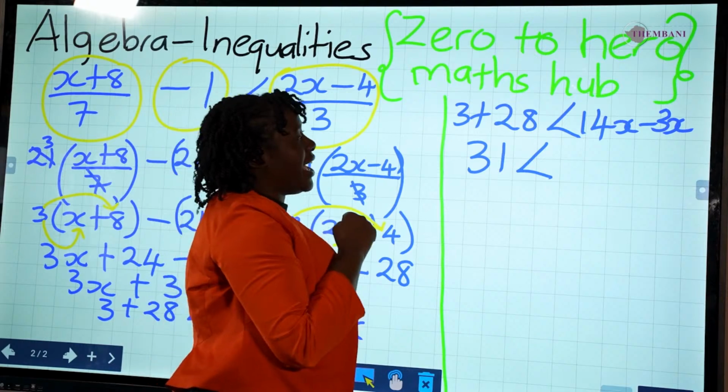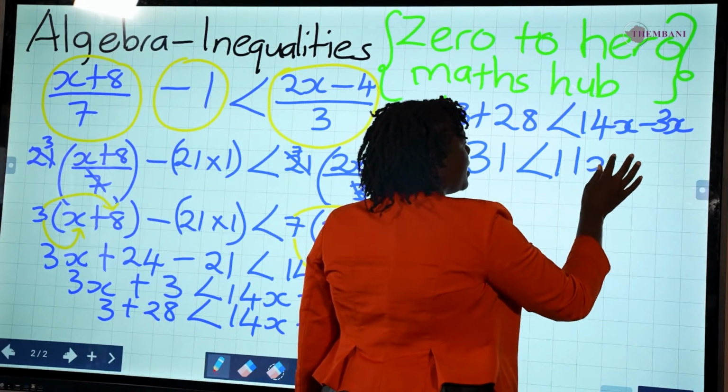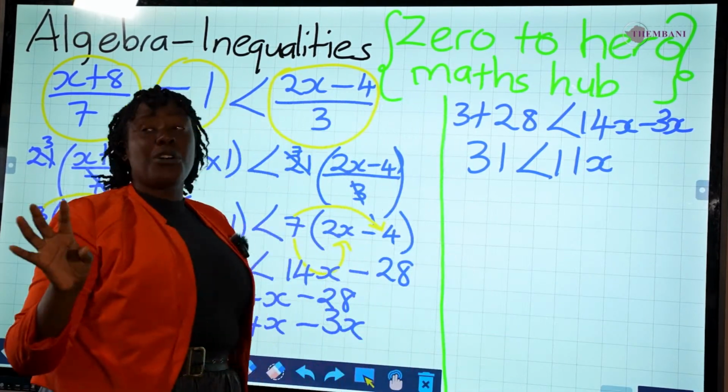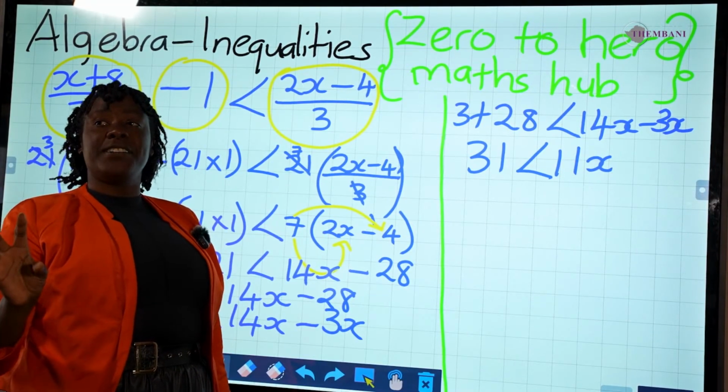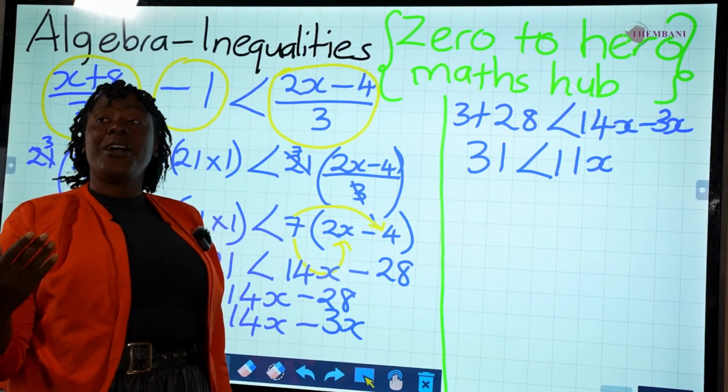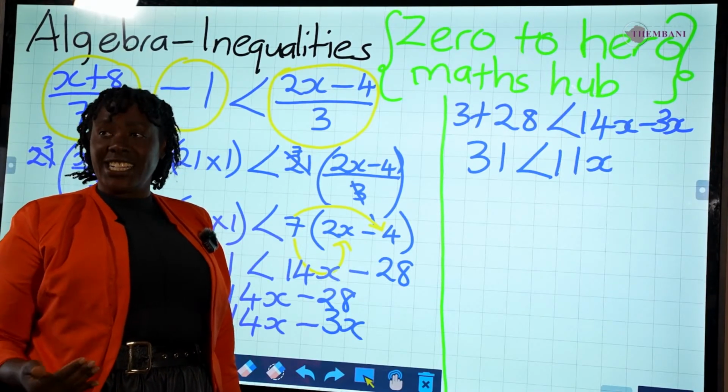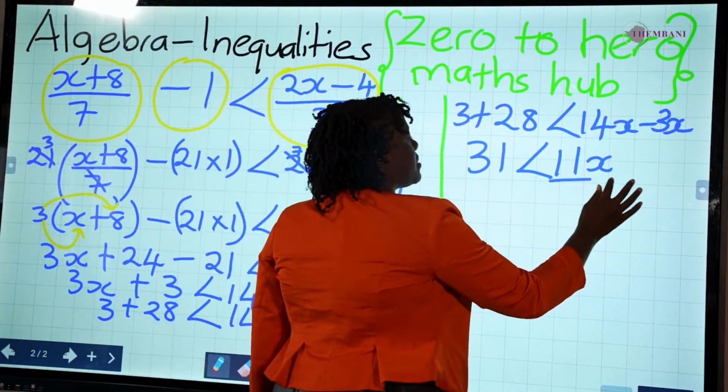We are going to get an 11x. But remember, we are solving for x. So we need to divide both sides by 11. But our 11 is positive, so our inequality doesn't change its direction. So we divide both sides by 11.